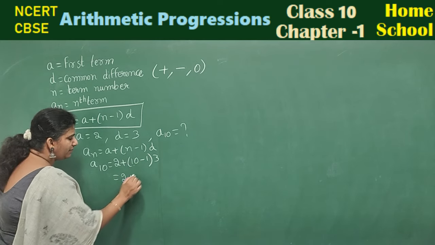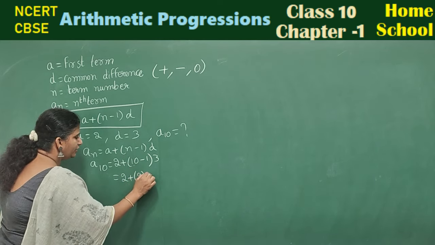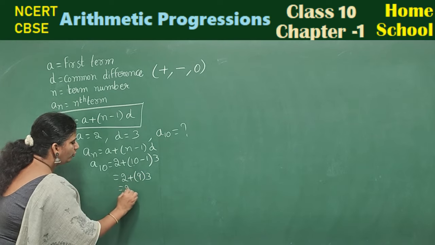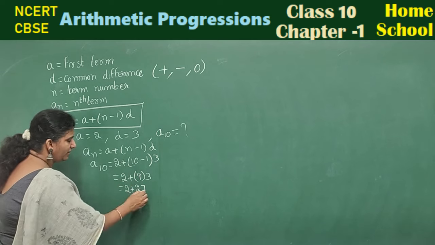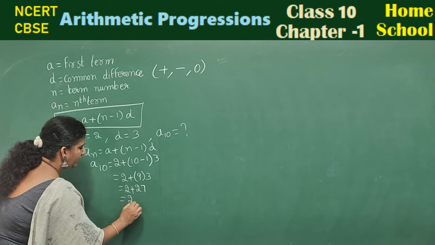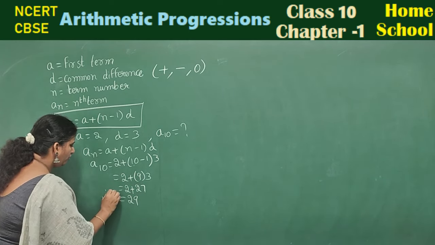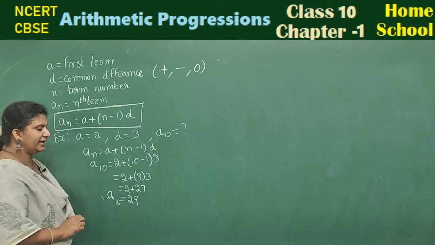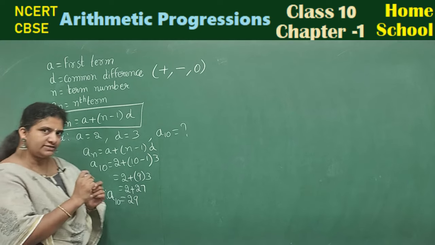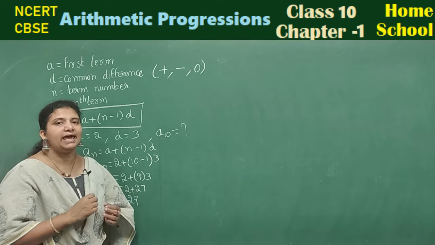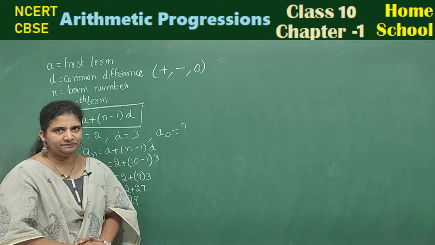10 minus 1 will be 9. 9 into 3, 27. 2 plus 27 will be 29. Therefore, the 10th term A10 is equal to 29. Like this, if you know the first term and common difference, you can calculate any term.